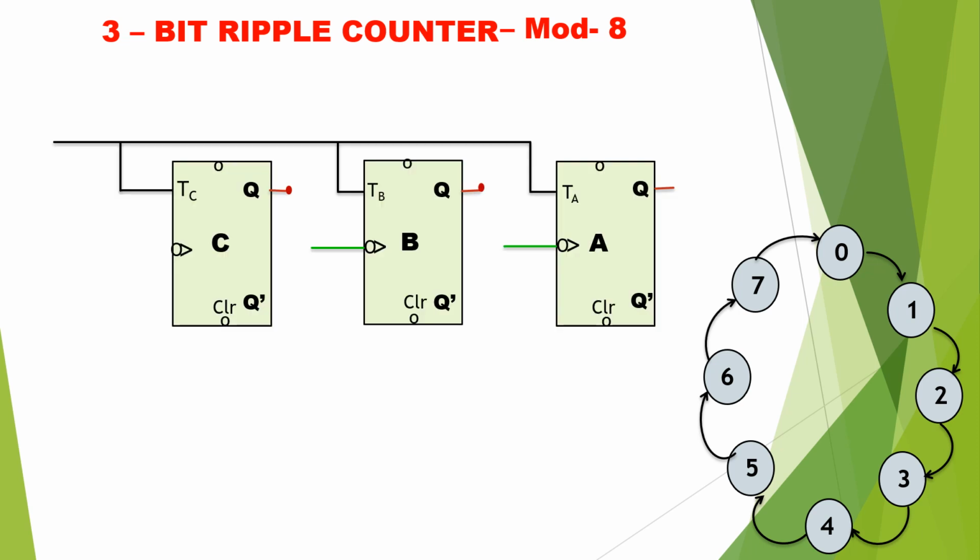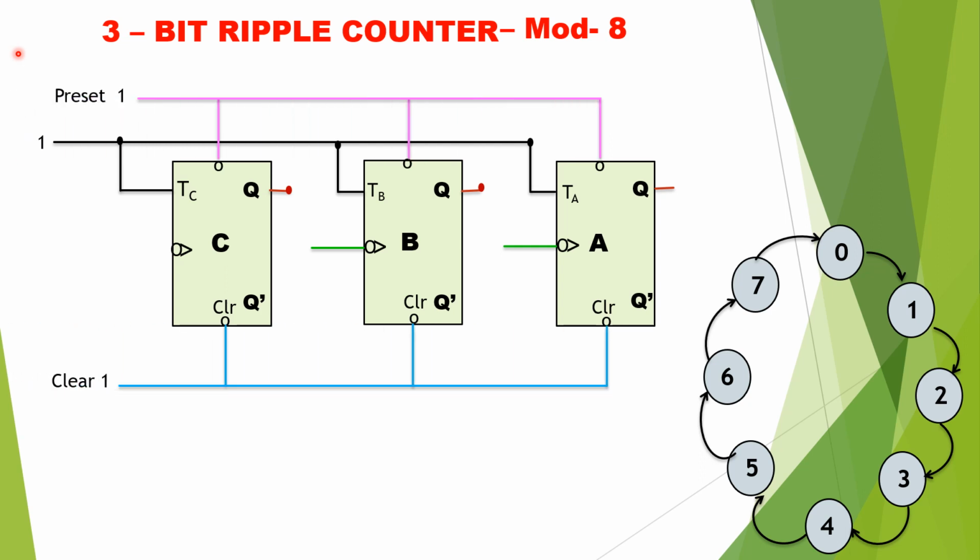And the logic diagram consists of 3 flip-flops A, B, C with C as the LSB and A as the MSB. And the T flip-flop inputs are connected to 1. The preset and clear inputs which are active low are connected to 1.